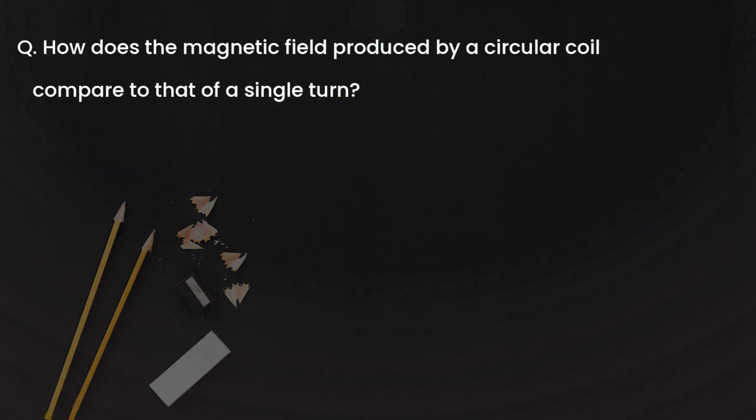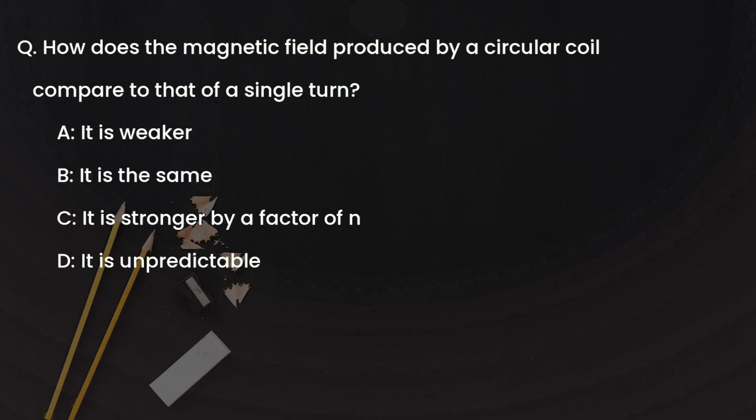Question: how does the magnetic field produced by a circular coil compare to that of a single turn? Option A, it is weaker. Option B, it is the same. Option C, it is stronger by a factor of n. Option D, it is unpredictable. You have 5 seconds to answer the question.